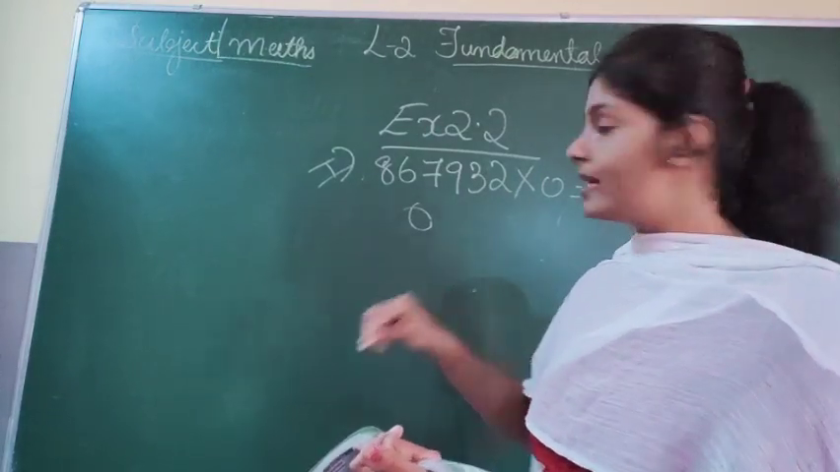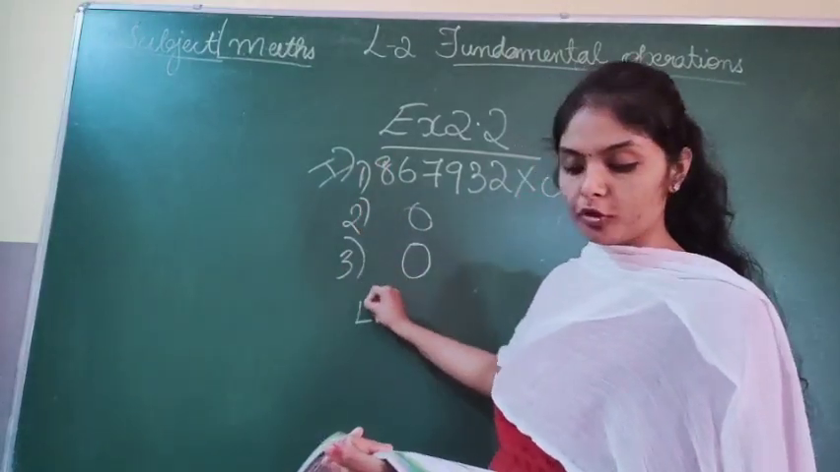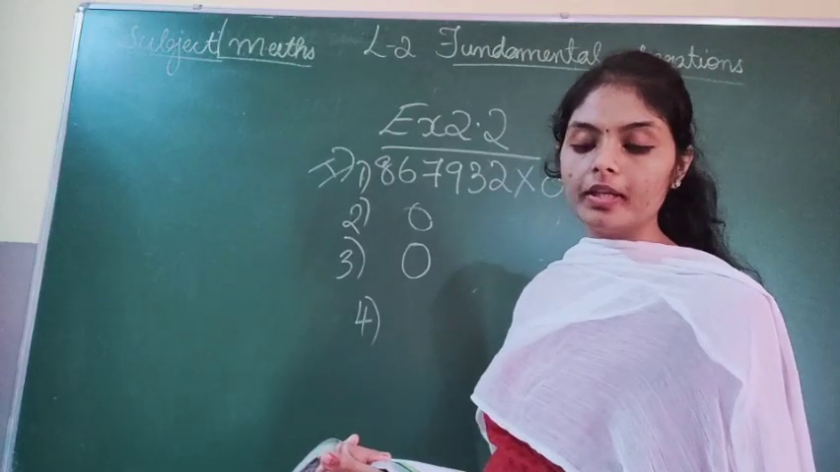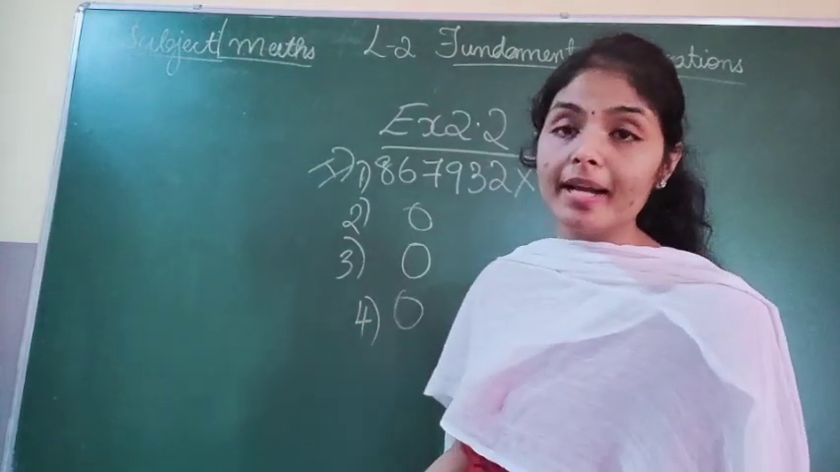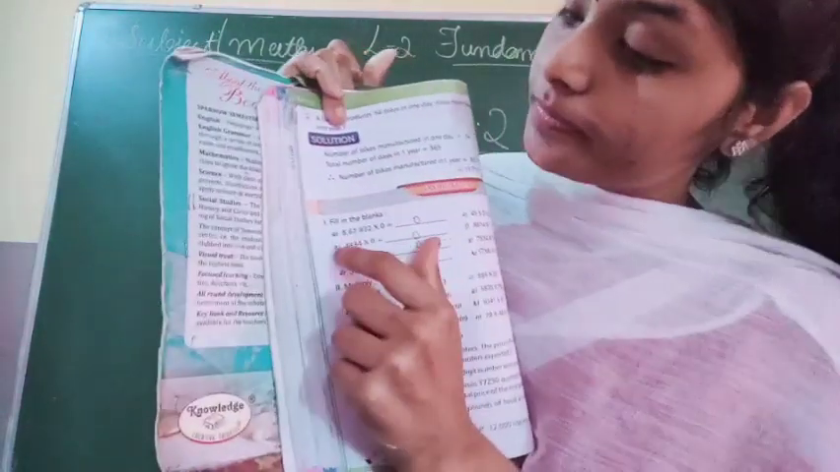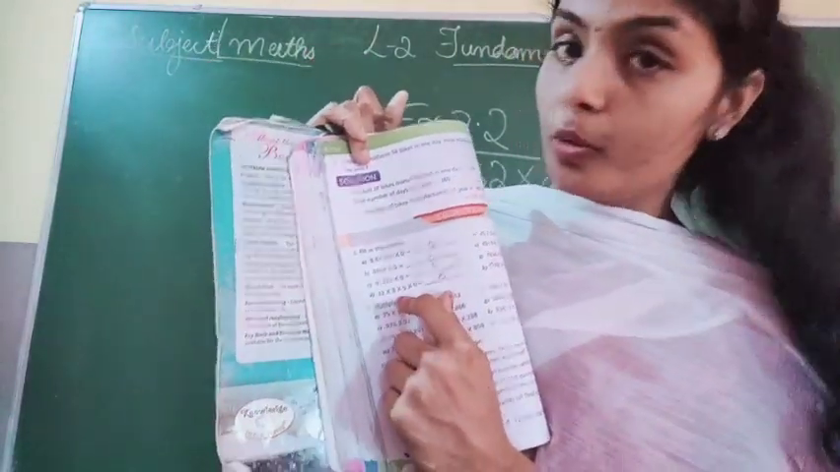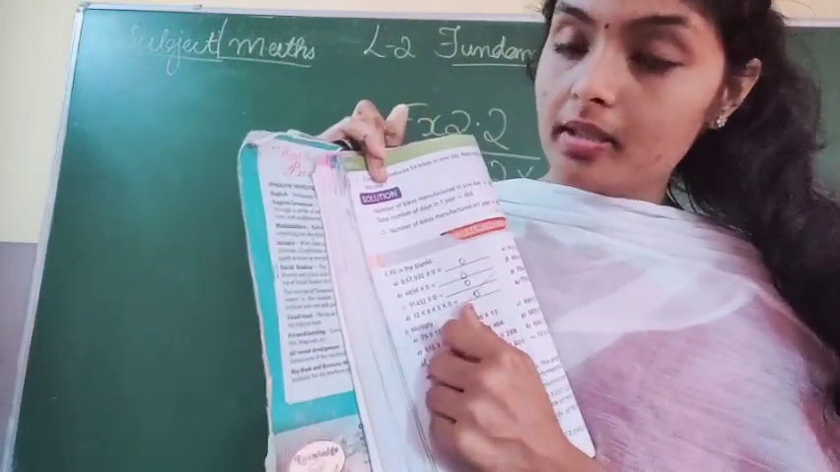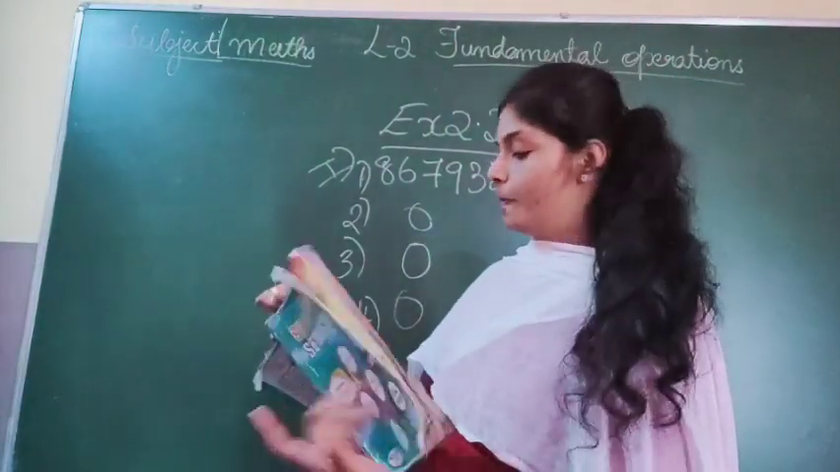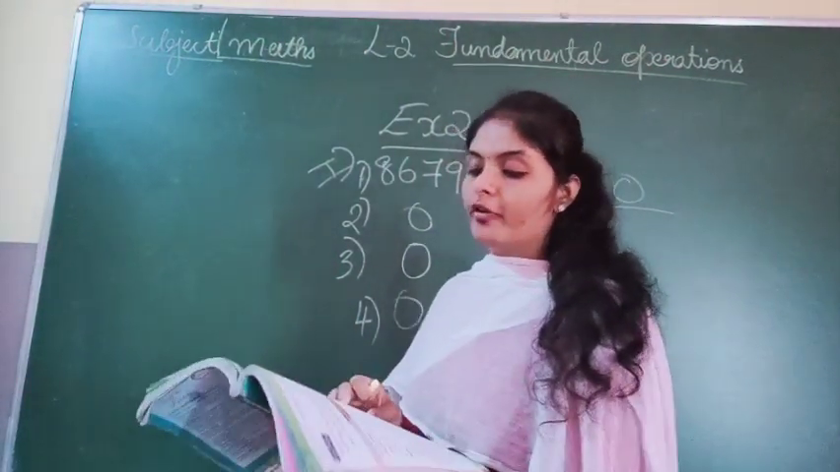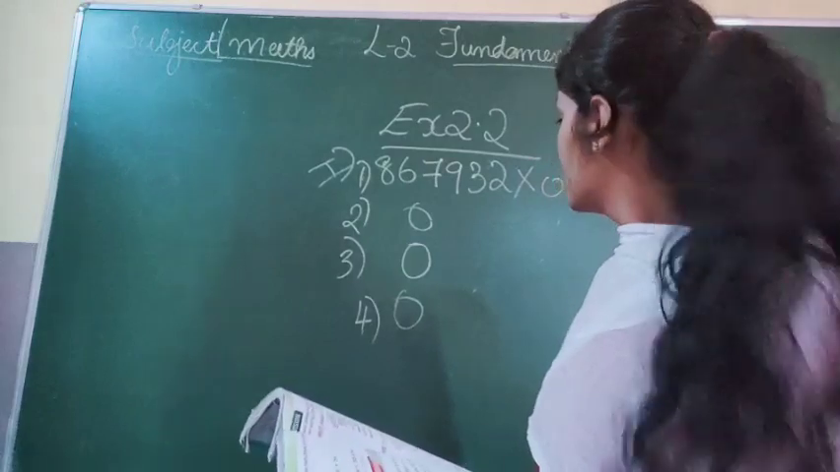91432 into 0 is 0. This is the first one, second one, third one. Fourth one: 32 into 8 into 5 into 0 is 0. Any number you multiply, see, 32 into 8 into 5 you multiply. When you multiply this, you get one answer. That answer you multiply with 0, what will you get? 0. So anything multiplied with 0 is 0. Next, 45 into 0 into 9 is 0.